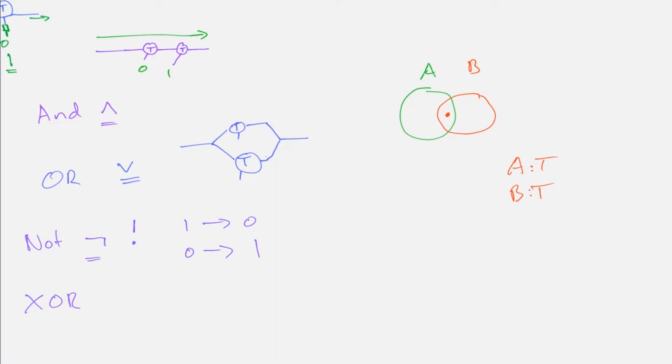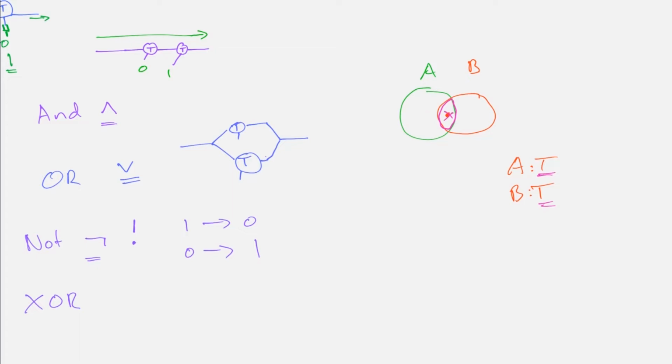Make sense? And is this section in the middle. It means both A and B have to be true. If it's over here, then it's not AND. If it's over here, then it's not an AND. It has to be in this middle section.